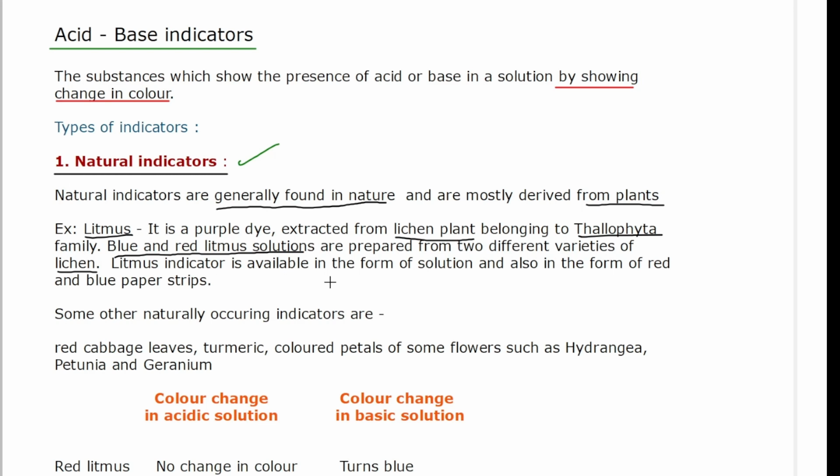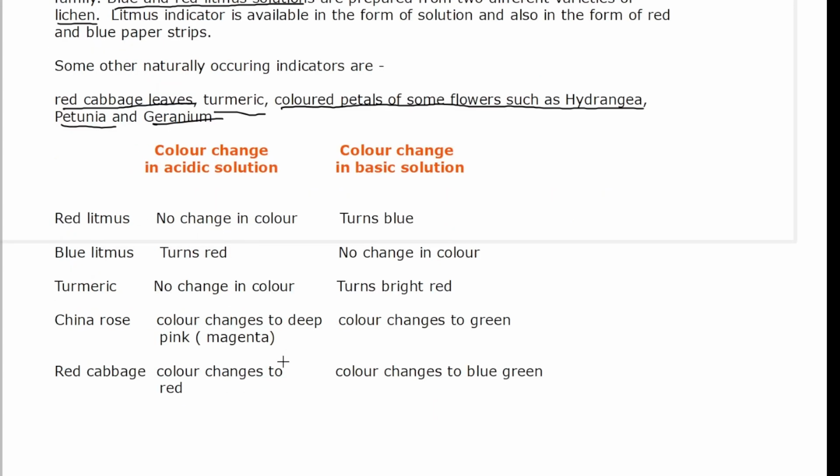Litmus indicator is available in the form of solution and also in the form of red and blue paper strips. You can see it in your laboratory also. And there are many other natural indicators like red cabbage leaves, turmeric, colored petals of some flowers such as hydrangea, petunia and geranium. These are all mentioned in your syllabus also, so it's good to remember these names here. Then let's see the color change of these natural indicators in acidic solution and basic solution.